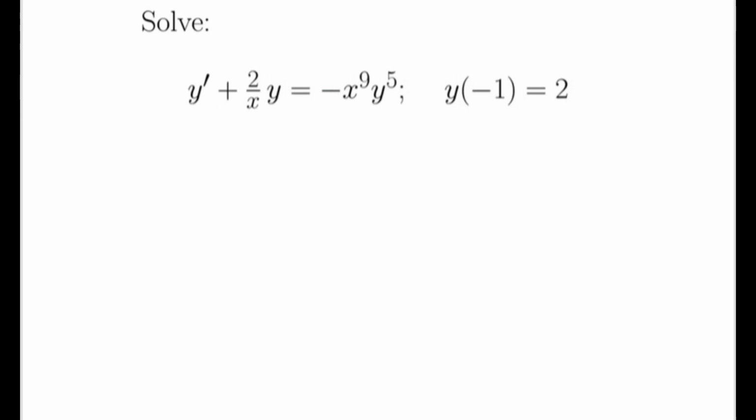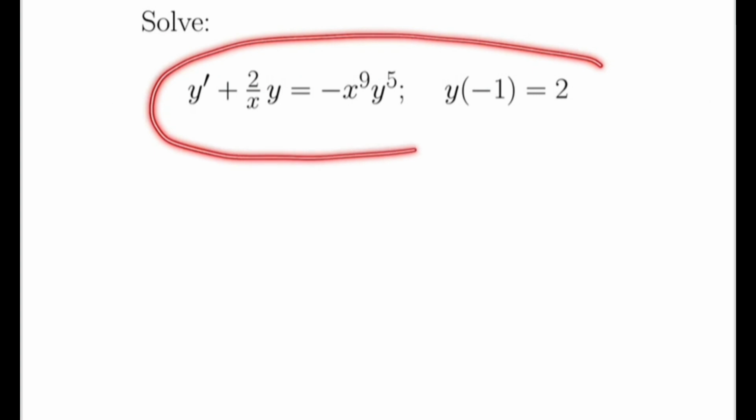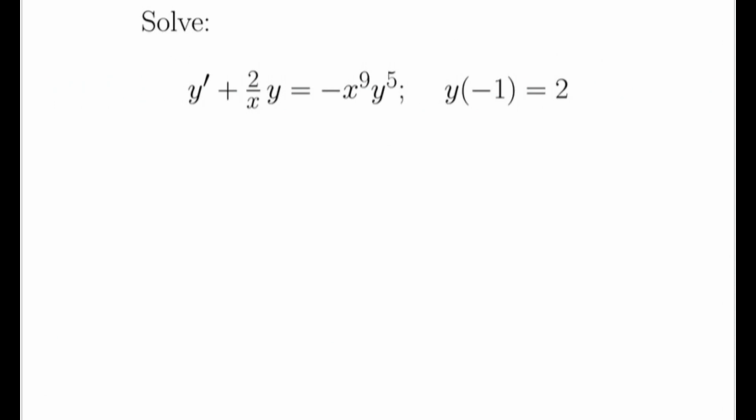In this video, we'll solve the following differential equation: y prime plus 2x times y is equal to minus x to the power 9 y to the power 5, with the initial value condition y of minus 1 is equal to 2. So note that this is a Bernoulli's differential equation because of this extra term y to the power 5.